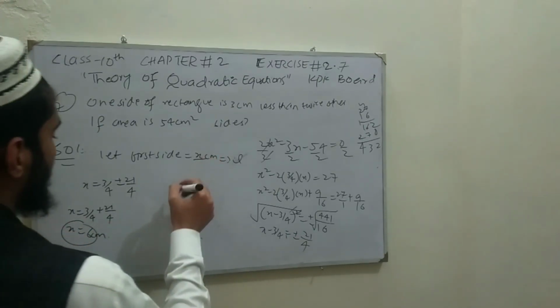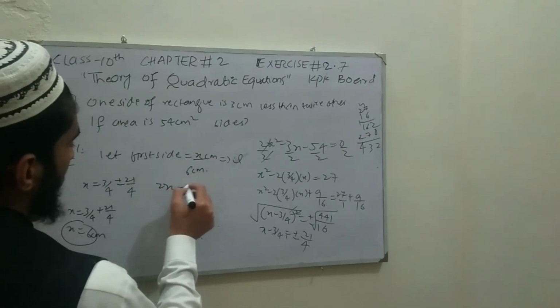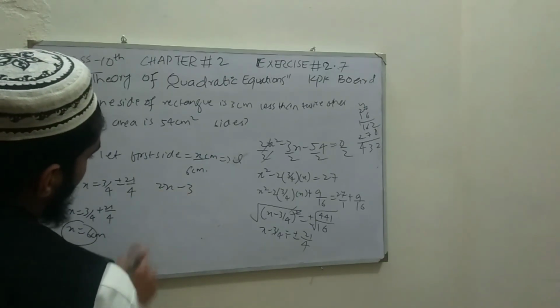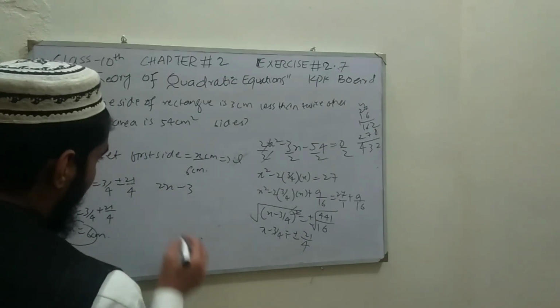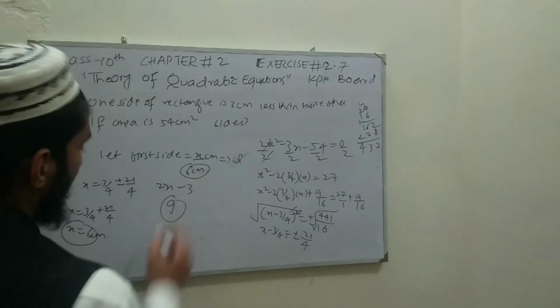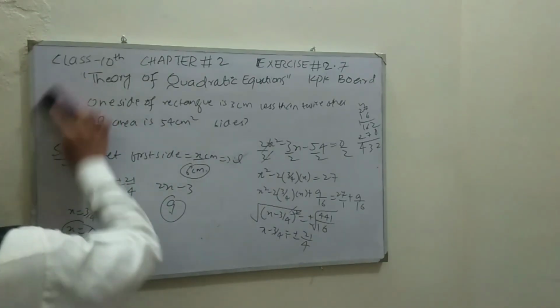If we put here, the first side will become 6 centimeter, and the second side is 2x minus 3, so put the x value 6 here, so 2 multiply 6 gives us 12, and 12 minus 3 gives us 9. So the length of rectangle is 9 centimeter and the breadth of rectangle is 6 centimeter. Move to question number 8.